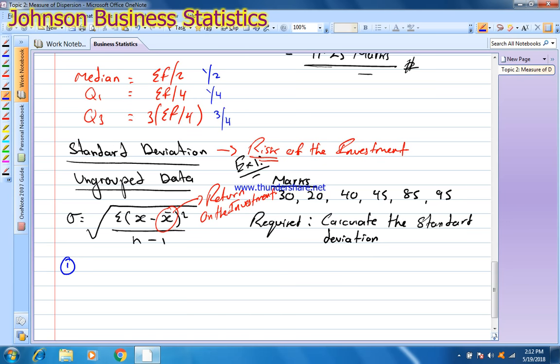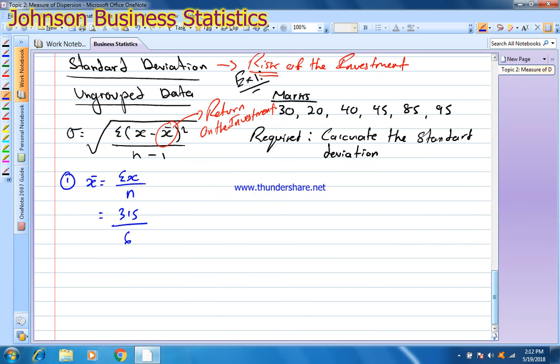So the first working, it should be the mean. So this is ungrouped data, so you should follow the mean for ungrouped data. So you total up all the numbers, so you should get 315 divided by 6 numbers that you have, so you should get 52.5 marks. So basically it's approximately giving you a passing mark over there.